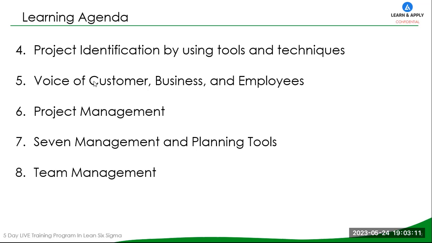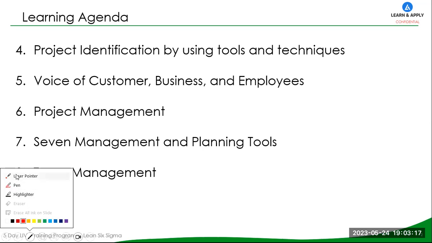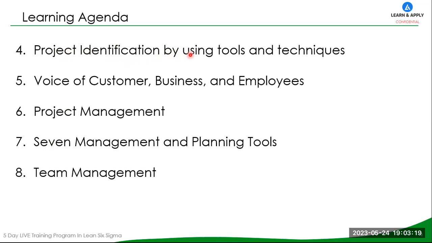So what are the things here? We are going to use various project identification tools here. There are many tools we are going to use, and we will see one of the project identification tools, the Pareto chart, today. And if time permits, we will also see another one, the project prioritization matrix.